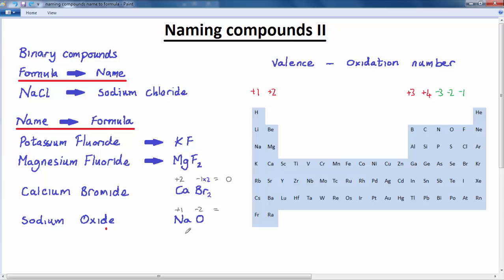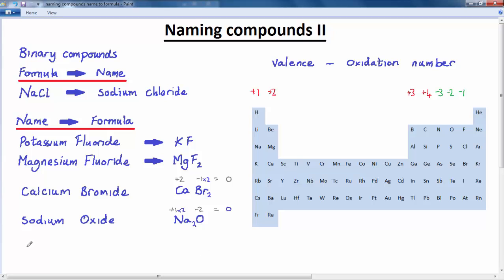So this time we're going to multiply the metal by 2, not the non-metal. So if I put a 2 here, I've got 2 sodium atoms, so that's going to be 2 times +1, which is +2, plus -2 will be equal to 0. So everything's in order when I place a little 2 down by the sodium. So I have 2 sodium atoms and 1 oxygen atom.